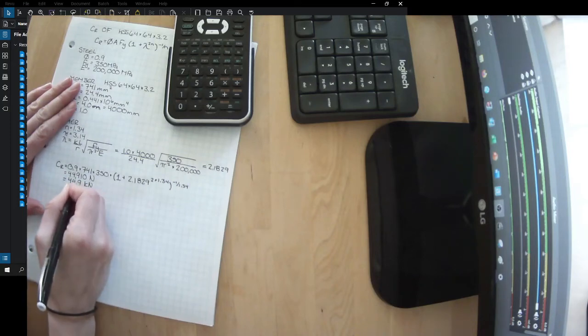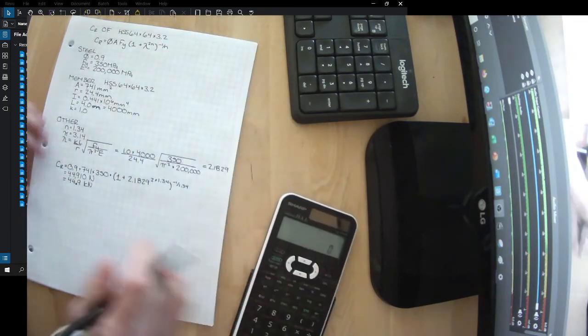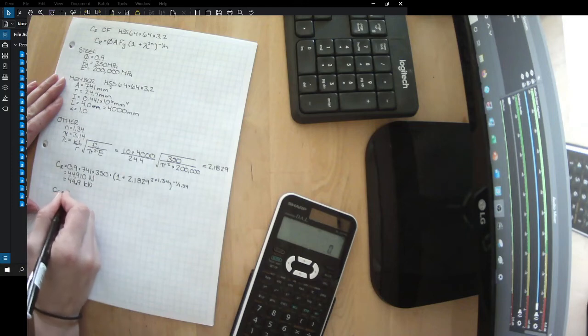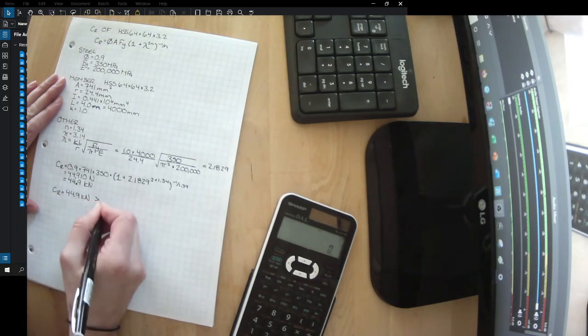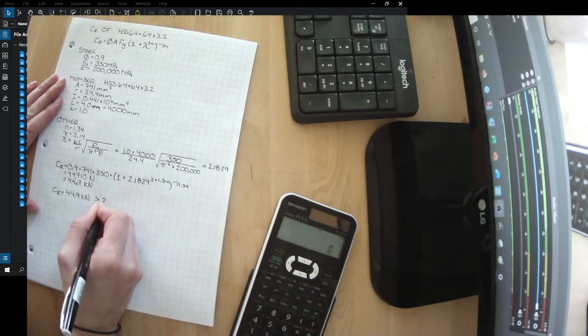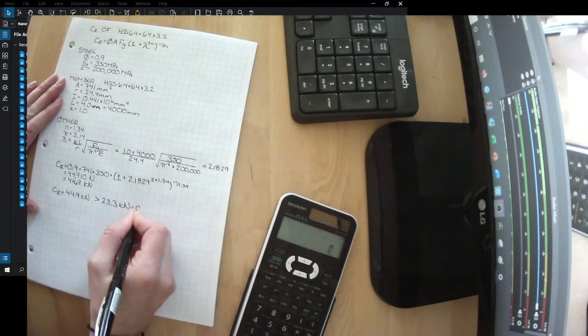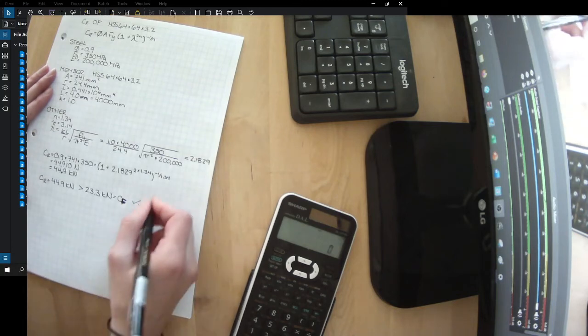44.9 kilonewtons. Well, let's take a look. CR equals 44.9 kilonewtons. That is greater than 23.3 kilonewtons, which was our CF. Woohoo! Let's give ourselves 2 big check marks.